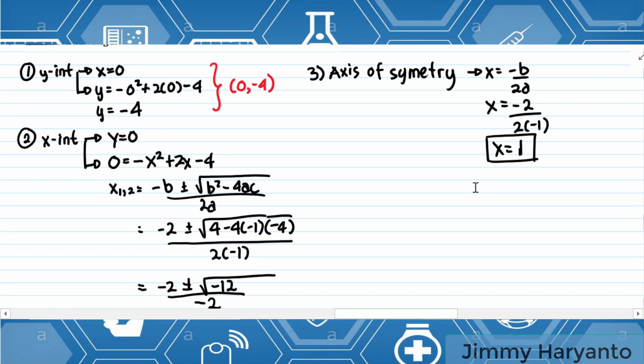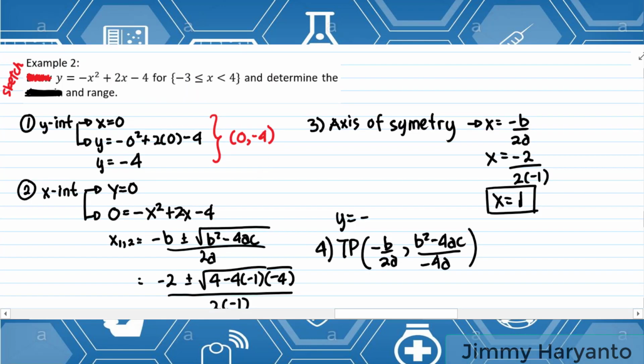And then number 4, we have to find the turning point. The turning point is negative b over 2a, comma, b squared minus 4ac over negative 4a. I will rewrite the question.